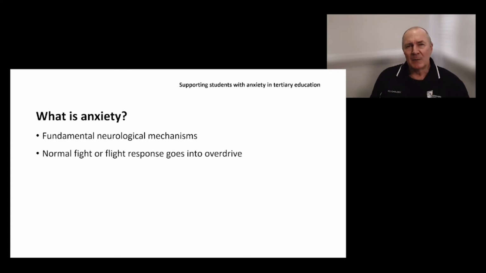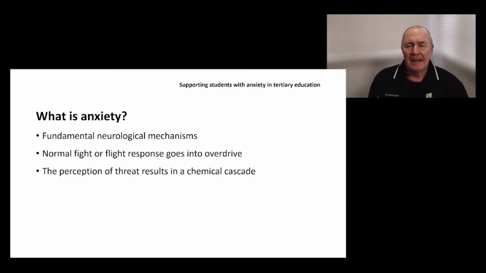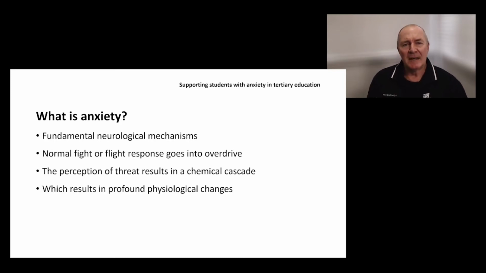But what happens when someone is suffering from anxiety is that their normal fight or flight response, those systems will go into overdrive and they'll feel overwhelmed by what's going on. And this perception of a threat, a significant threat, is going to result in a chemical cascade. And here we're talking primarily about things like norepinephrine and epinephrine or adrenaline, and things like cortisol, the stress hormones. But what happens as a result of these chemicals is that there are profound physiological changes.